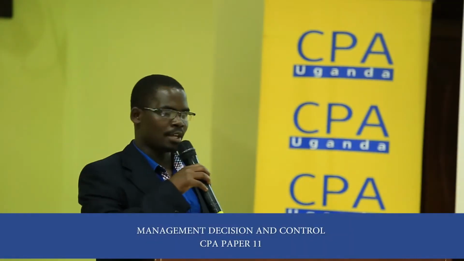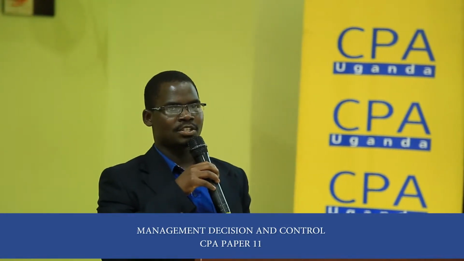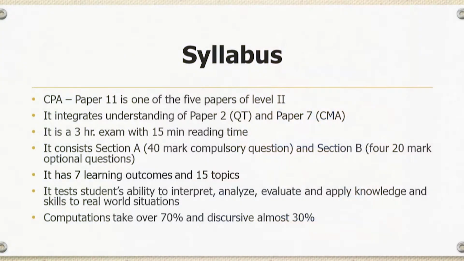Management Decision and Control, CPA paper 11. These are the deliverables we have for this session. There are 7 of them. The first one is the syllabus. This is the syllabus structure in a summarized way of this paper. It's paper 11, level 1 of the CPA course.